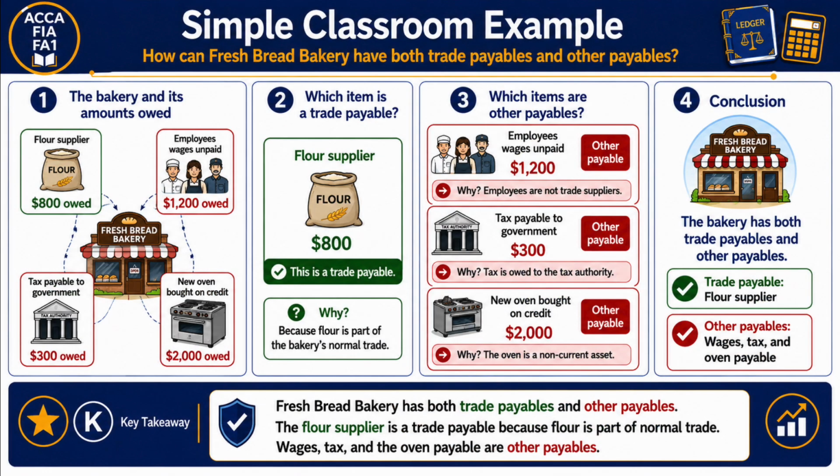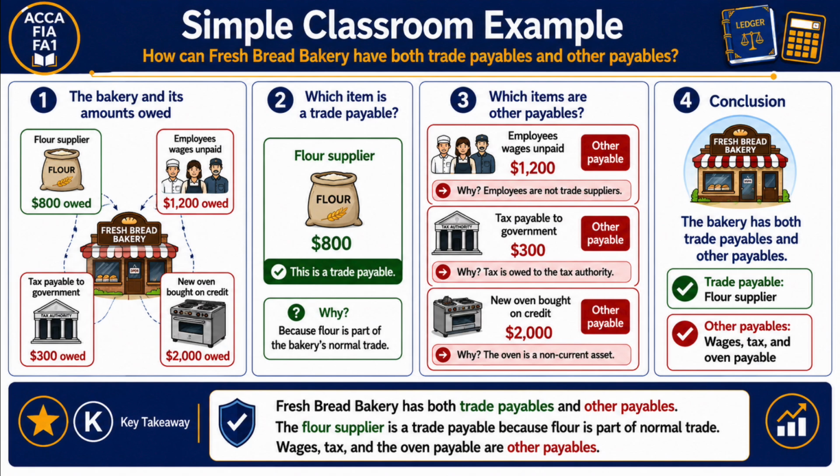Simple classroom example. Let us imagine a small bakery called Fresh Bread Bakery. At the end of the month, the bakery has several amounts owed. It owes a flour supplier $800. This is a trade payable because flour is part of the bakery's normal trade. It owes employees $1,200 for wages not yet paid. This is an other payable because employees are not trade suppliers.